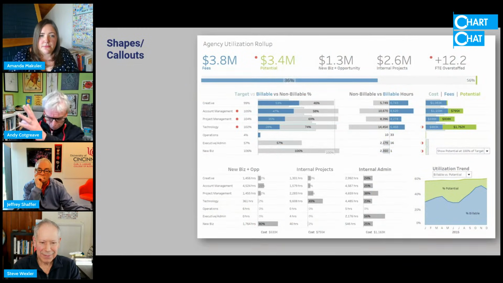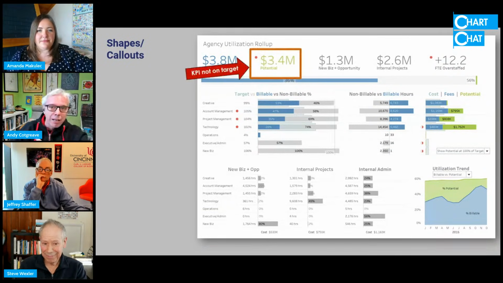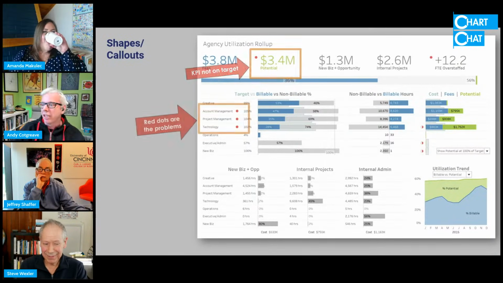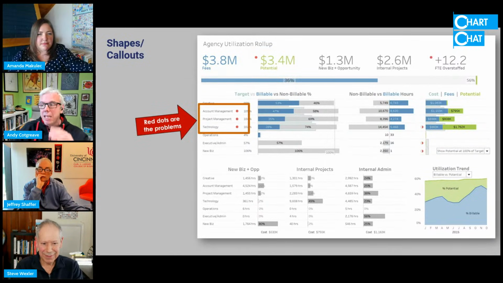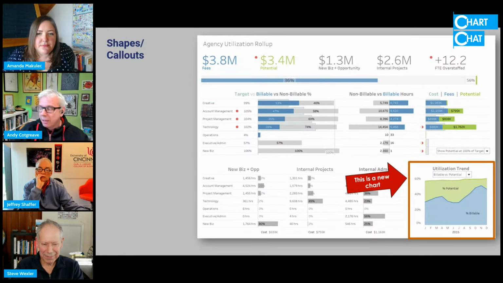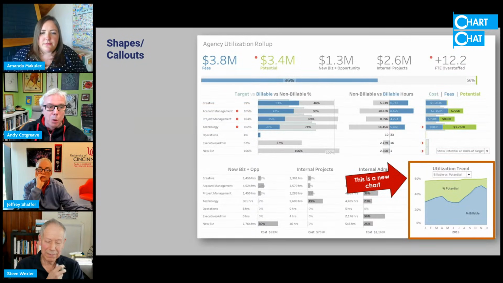This is a big dashboards book. You can use shapes. You can literally stick things on your PowerPoint. This KPI has a red dot. It means it's not on target. The red dots here are the categories that are causing the problem. And here's a new chart we added in order to let you do more detailed reporting.